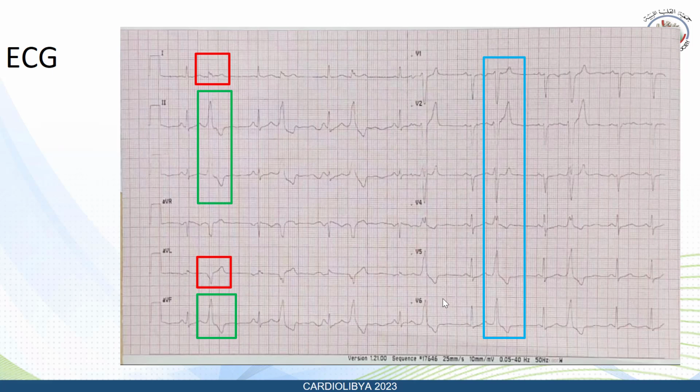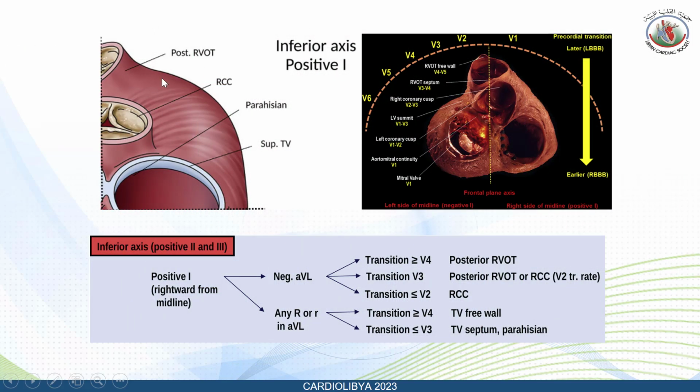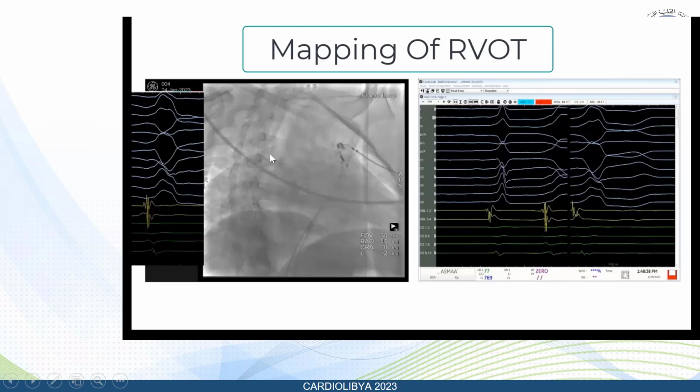As we see here, this ECG shows PVCs coming in the form of bigeminy, with late transition; as we see here, the QRS transition is at V4. The PVCs also have an inferior axis and positive lead one. So our differential diagnosis here is posterior RVOT, right coronary cusp, parahisian or superior tricuspid valve.